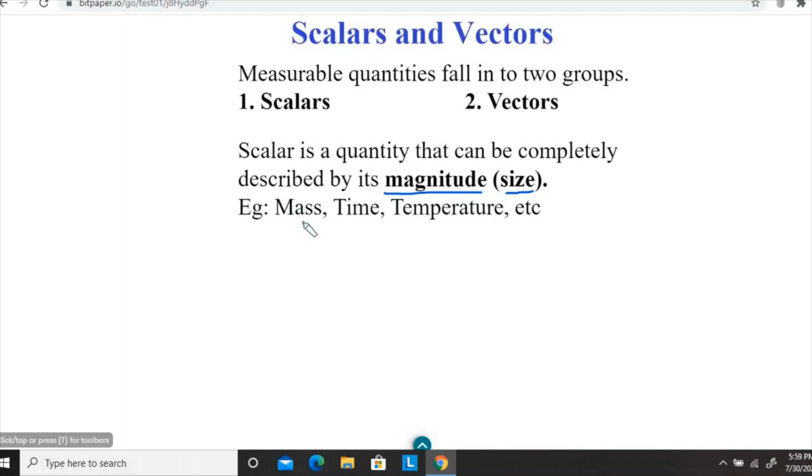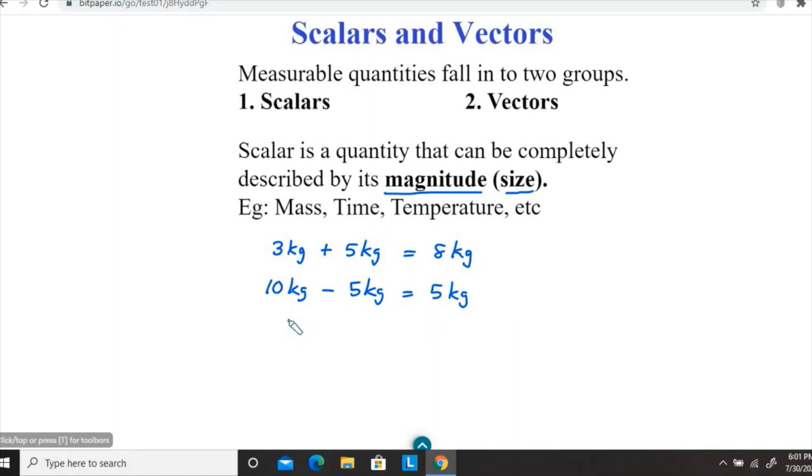For example, mass, time, temperature, and volume are all examples of scalars. Applying algebraic rules for scalars is straightforward. For example, if you have 3 kilograms, so I'm taking an example from mass, and you add 5 kilograms to this, then the answer is 8 kilograms. If you have 10 kilograms and you subtract 5 kilograms from that, the answer is 5 kilograms.